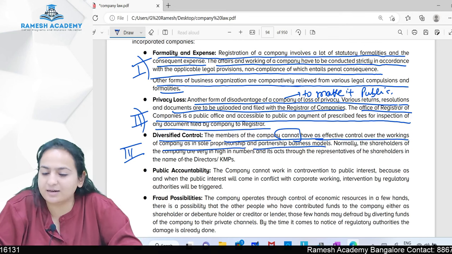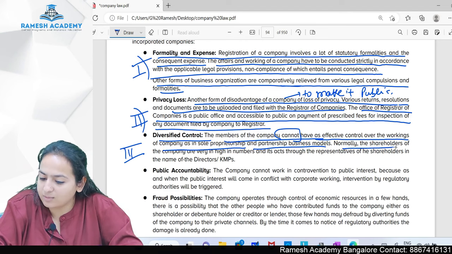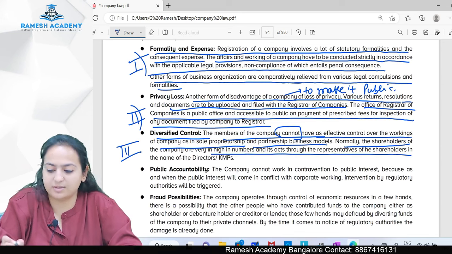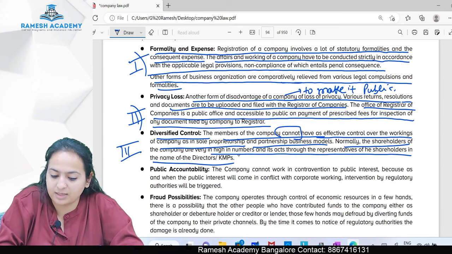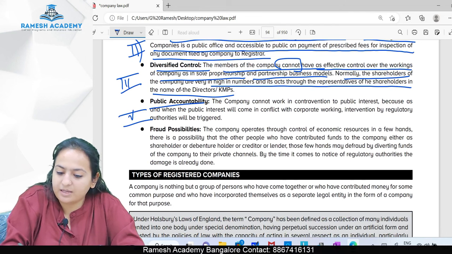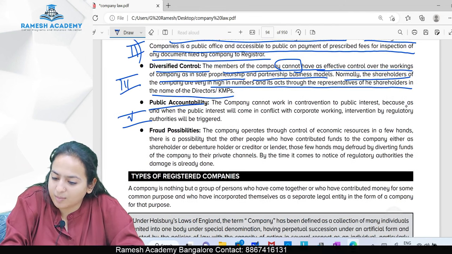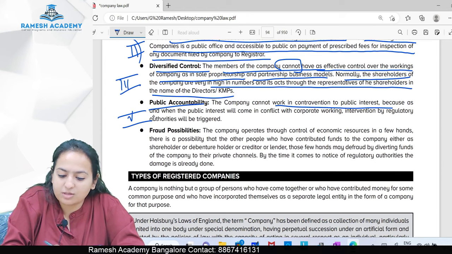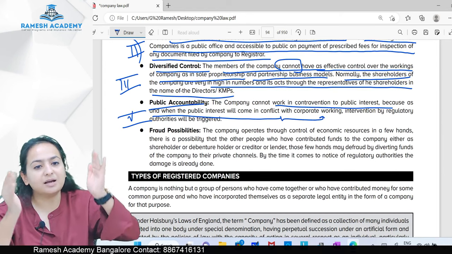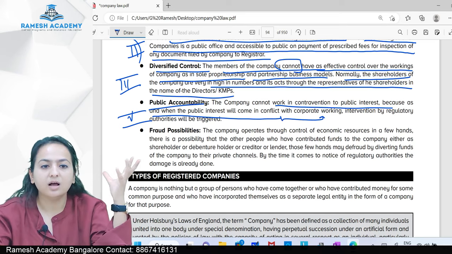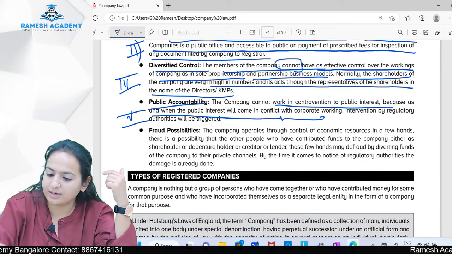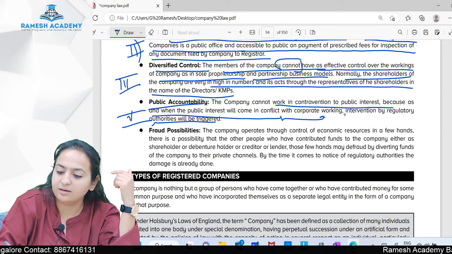So it is divided, right? The duties are divided. Normally, the shareholders of the company are very high in numbers and it acts through the representatives of the shareholders, in the name of the directors. Public accountability. A company cannot work in contravention of public interest. You also know, as and when public interest comes into conflict, conflict means coming into a contradicting position with corporate working, intervention by regulatory authorities is triggered.